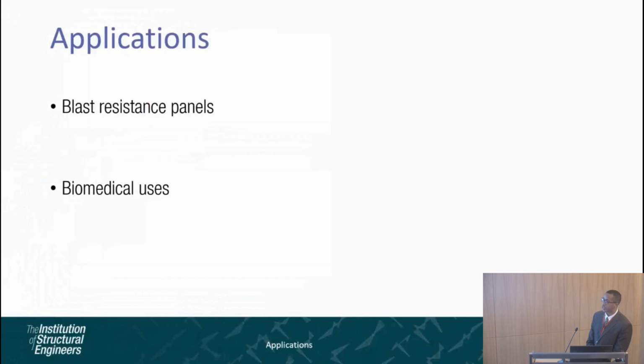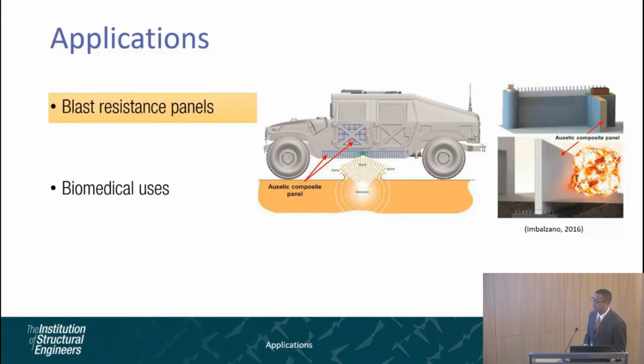So in terms of applications, the obvious one to choose is blast resistance. There's already a group in Melbourne looking at auxetic panels for blast applications, but what we aim to do further is to be able to tune the buckling behavior through having inclusions or hybrid cellular structures, and therefore be able to redirect the energy from impact towards the outer regions, for instance.